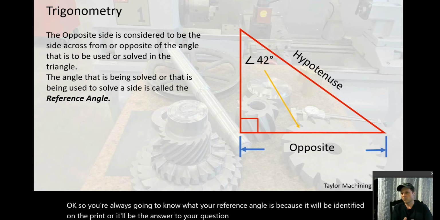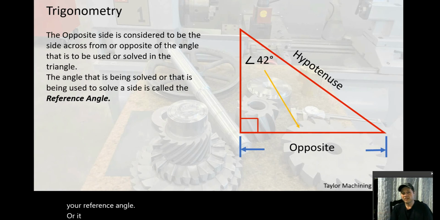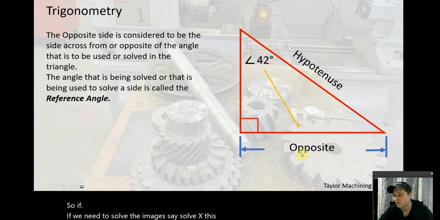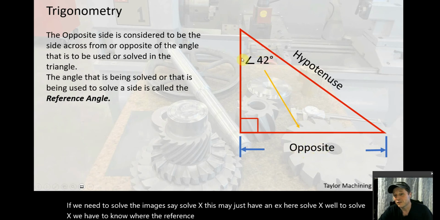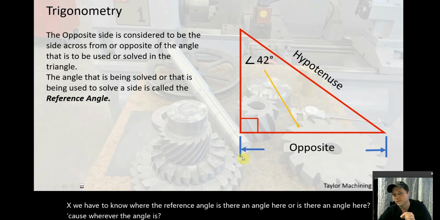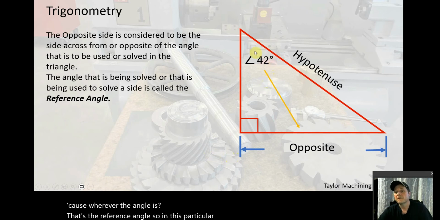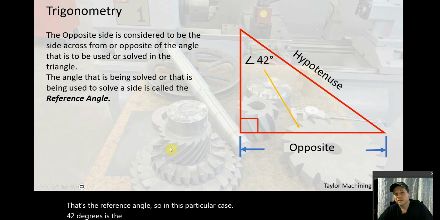It may say solve angle 1. That is your reference angle. Or it may say, like in this case, solve the opposite side. So if we need to solve it, it may just say solve x. This may just have an x here, solve x. Well, to solve x, we have to know where the reference angle is. Is there an angle here, or is there an angle here? Because wherever the angle is, that's the reference angle. So in this particular case, 42 degrees is the reference angle. Therefore, the side across from it, or opposite of it, is the opposite side.